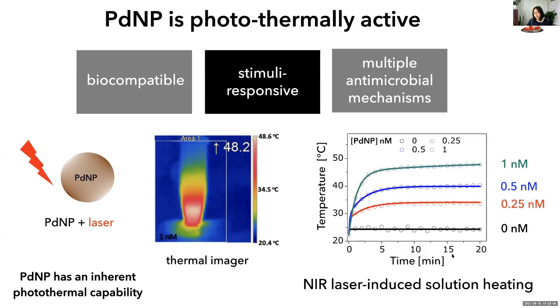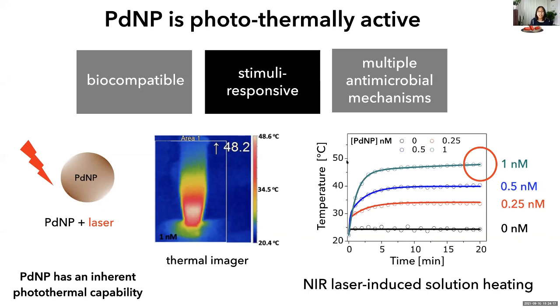As expected, with increasing concentrations of PDNP, the temperature also increases right here. What I'd like to draw your attention to is that the 1 nanomolar nanoparticle concentration actually corresponds to heating or temperature that is close to 50 degrees Celsius. So that's good. We were able to show the photothermal capability of PDNP.